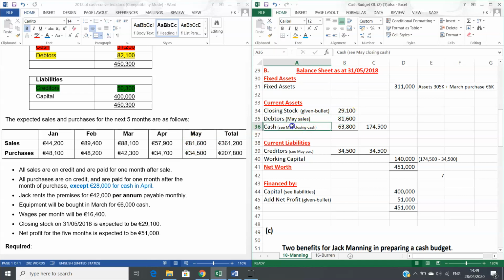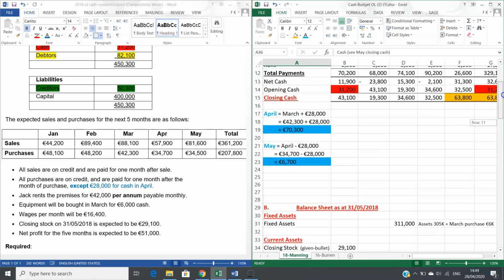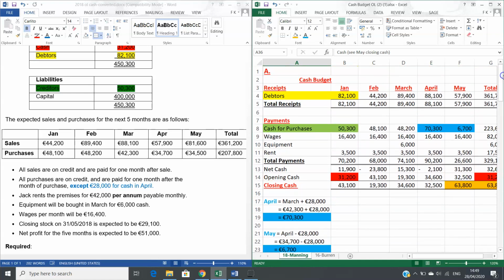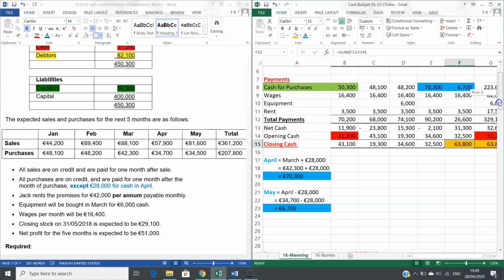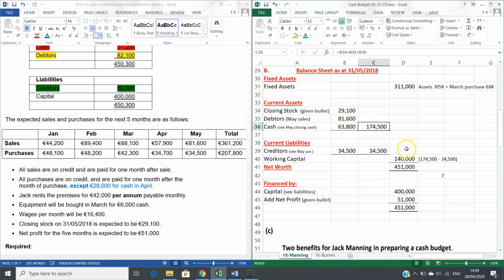It's 81.6. Our next one is cash. So where do we get that from? See May's closing cash. Okay, so we'll go back up. See closing cash in May. See, this is the month of May. Closing cash, 63,800 euros. So that's where we get that figure from. Okay, we total it and it gives us 174,500.